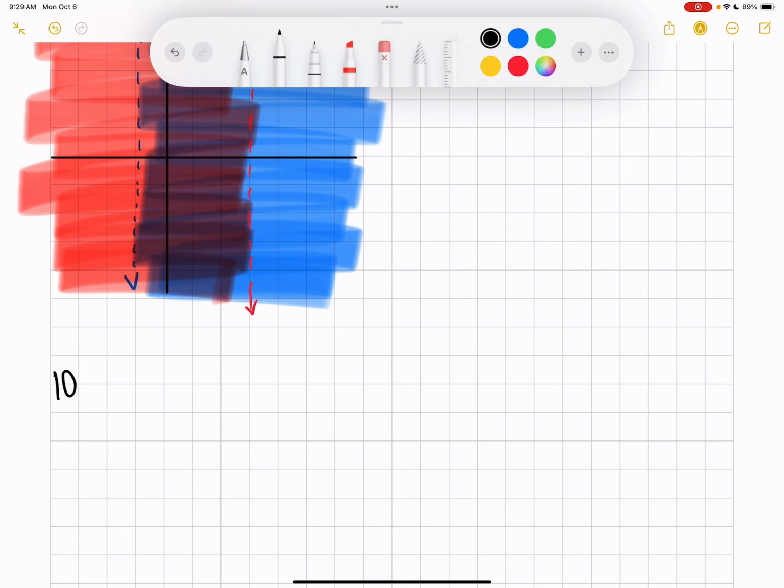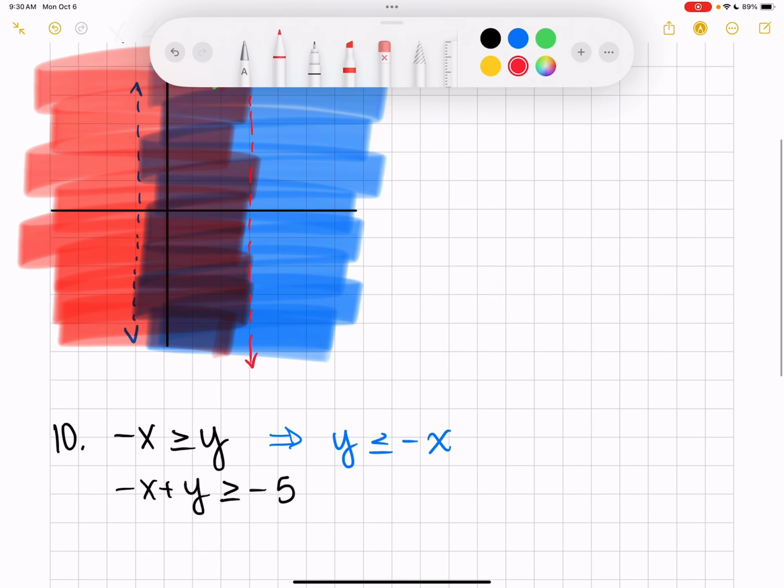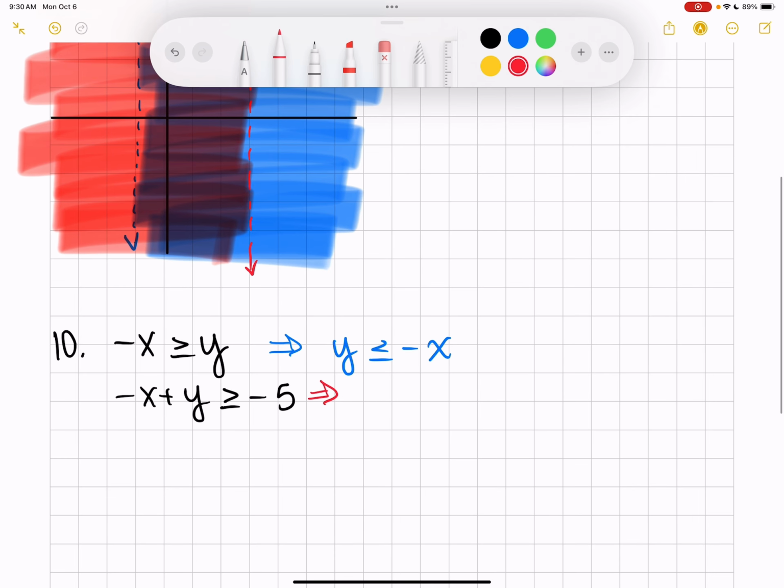Number 10. -x is greater than or equal to y, and -x plus y is greater than or equal to -5. So I want to get the y's on the left. All I need to do with this top equation is to swap it and say y is less than or equal to -x. I literally just took the whole thing and flipped it over. The other equation, I need to add x to the right, so y is greater than or equal to positive x, not negative x, -5.